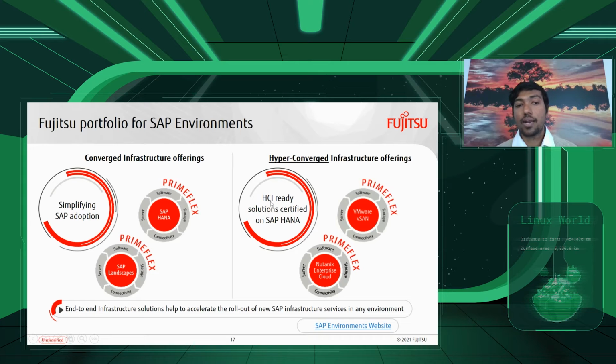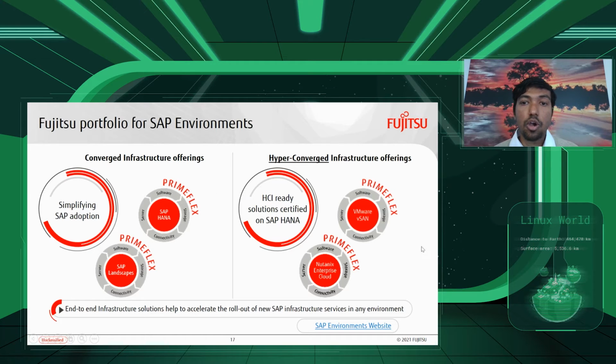Now, beyond the standard hardware, Fujitsu also offers pre-integrated solutions through the PrimeFlex offering. And so you have converged solutions, where you have the PrimeFlex for SAP HANA, where the appliances both scale up and scale out, as well as PrimeFlex for SAP landscapes, which is a whole end-to-end management stack catering to SAP HANA as well as other SAP workloads as well.